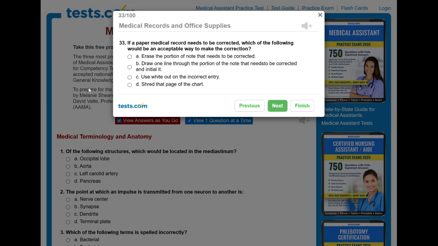Medical records and office supplies. Question 33. If a paper medical record needs to be corrected, which of the following would be an acceptable way to make the correction? A. Erase the portion of the note that needs to be corrected. B. Draw one line through the portion of the note that needs to be corrected and initial it. C. Use whiteout on the incorrect entry. D. Shred that page of the chart.